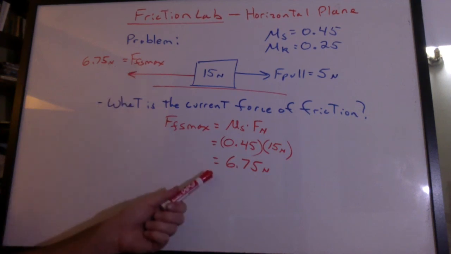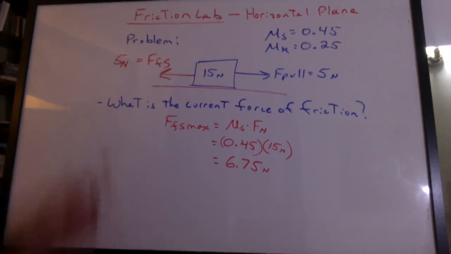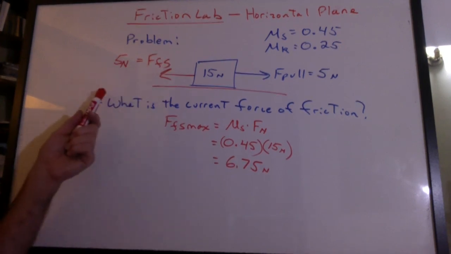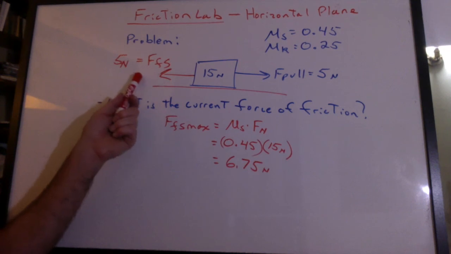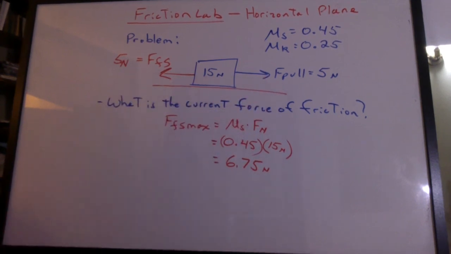What is the current force of friction? It's 5 newtons. And it's static, just not the maximum. It's only going to be as big as hard as we're pulling. We haven't overcome static friction.